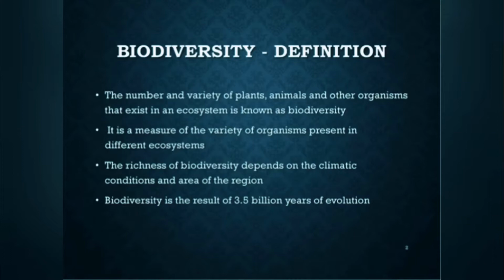Biodiversity. The number and variety of plants, animals, and other organisms that exist in an ecosystem is known as biodiversity. It is a measure of the variety of organisms present in different ecosystems. The richness of biodiversity depends on the climatic conditions and area of the region. Biodiversity is the result of 3.5 billion years of evolution.